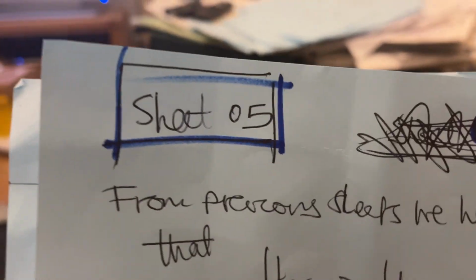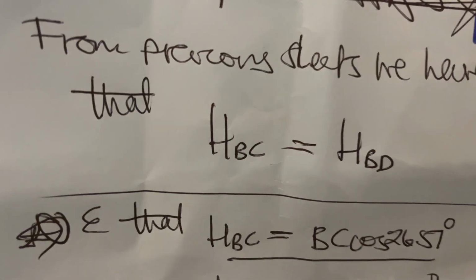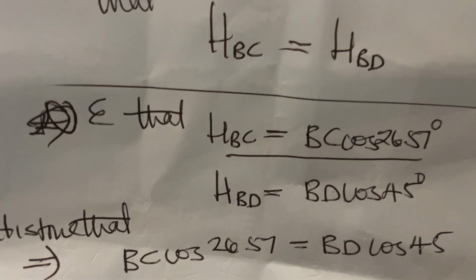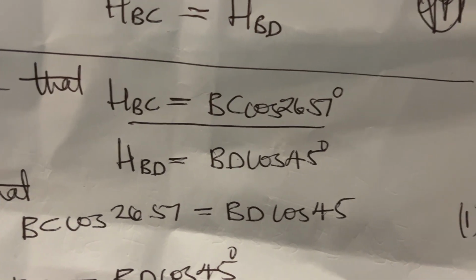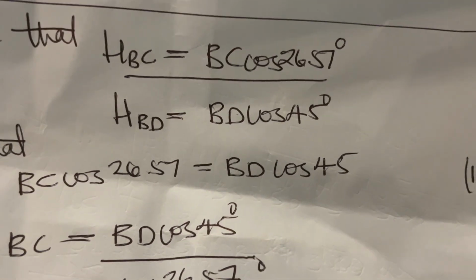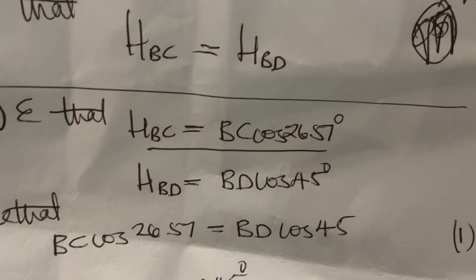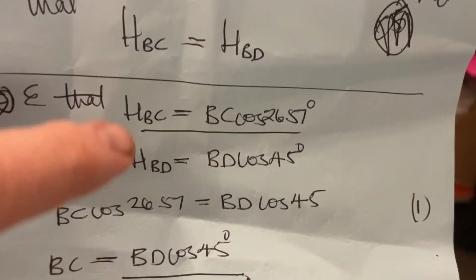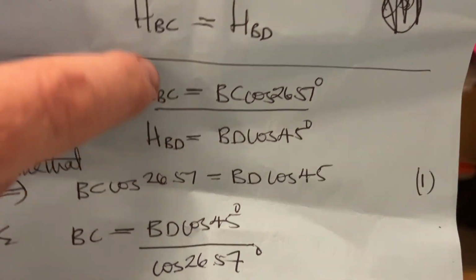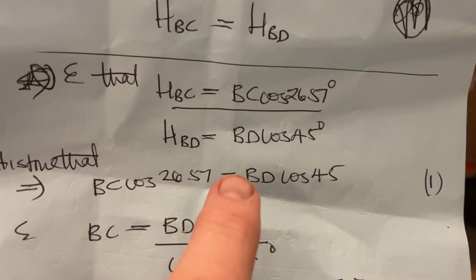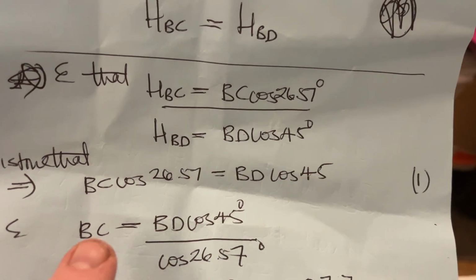So this is sheet 5. Sorry about the scribble there. From previous sheets, we have established that HBC equals HBD, and that HBC equals BC cos 26.57, and HBD equals BD cos 45 degrees. Therefore, we can now substitute these terms into this equation: BC cos 26.57 equals BD cos 45.